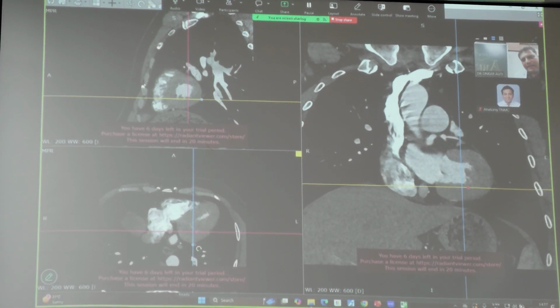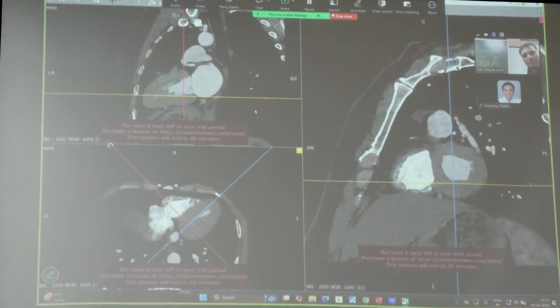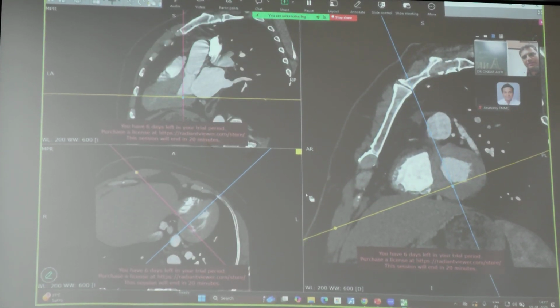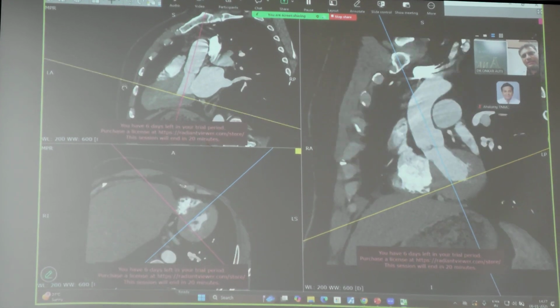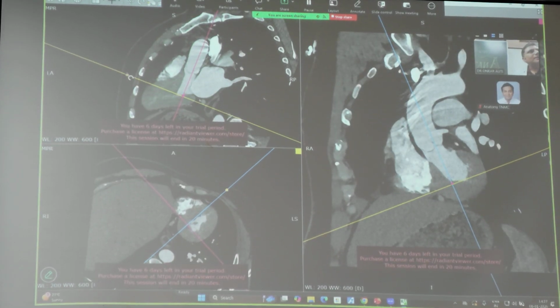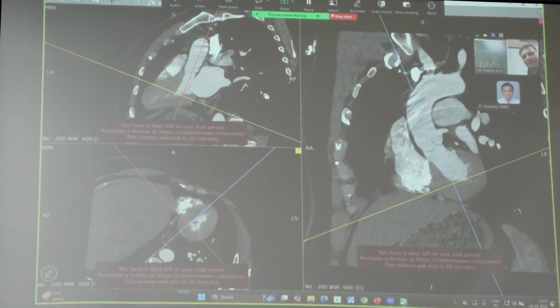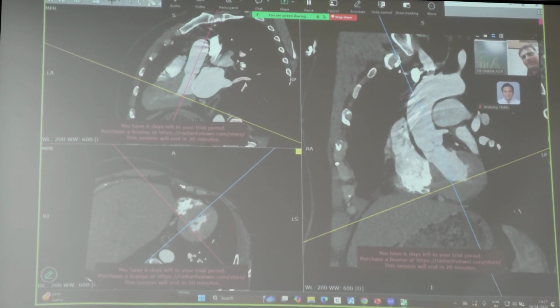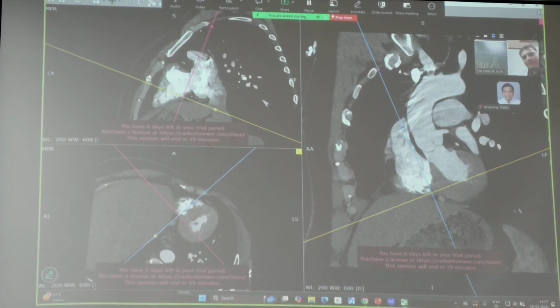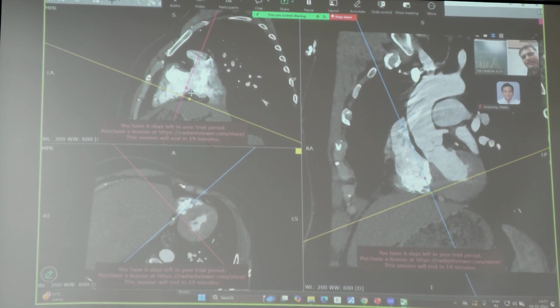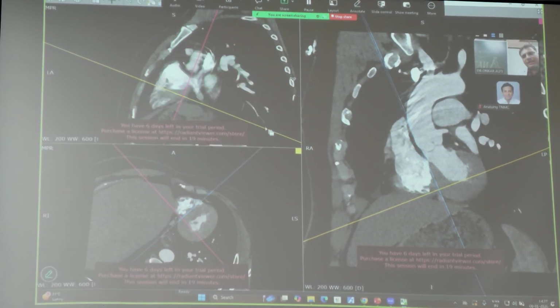Okay, so I can rotate this image in whatever way I want. You can see that as I am rotating the axis, the image is getting rotated. So I can see the aorta in full picture over here, arising from the left ventricle on this side. On this side, I can see the aorta in other views. So here is the right atrium and the right ventricle I can see in other views.